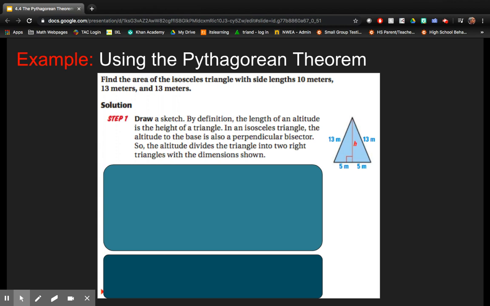If we want to find the area of a triangle, we know that we need to find 1/2 base times height. We know the base is going to be 10, but we're going to have to solve for the height. So let's look at this right triangle where we know one leg is 5, and we know the hypotenuse, the side across from the right angle, is 13.